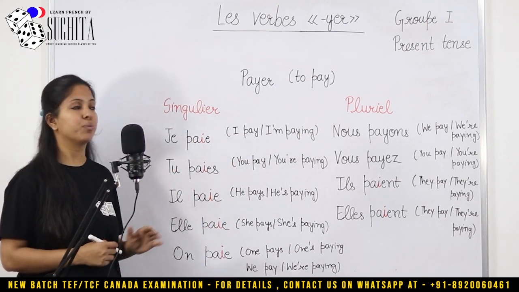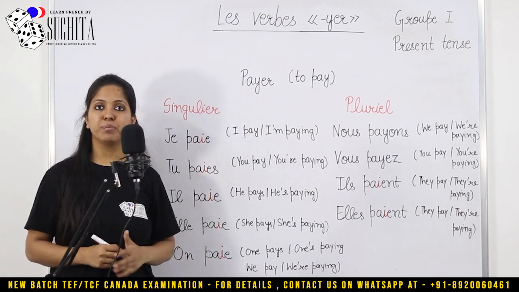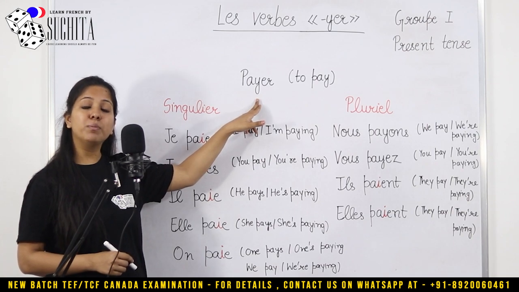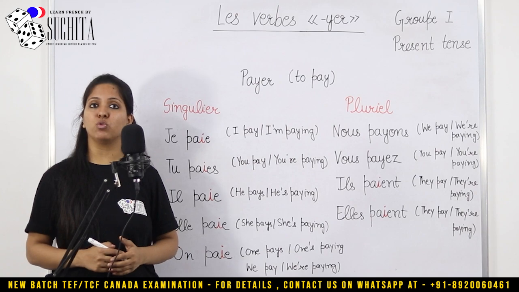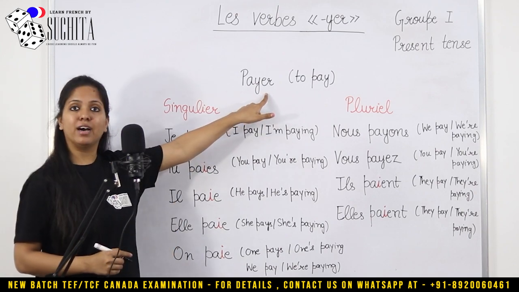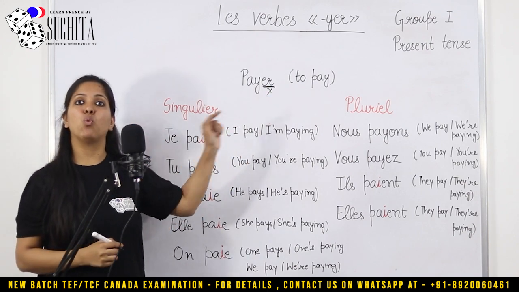Now, let's come to here. We have the verb payer, which is a YER verb. That doesn't mean that you have to cut YER. You have to still cut ER only. Okay. When you cut ER, you are left with PAY.